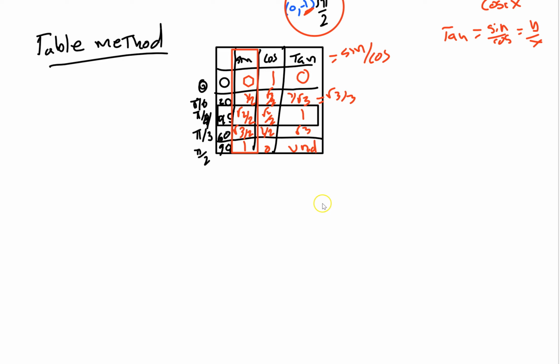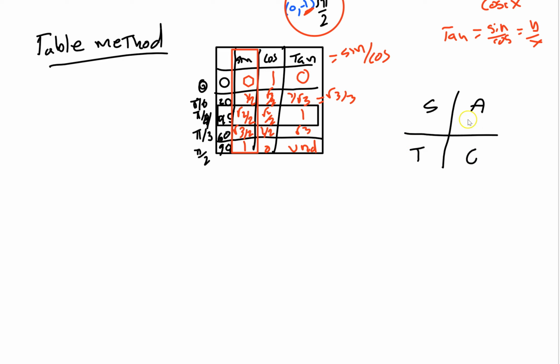So the way the table works, anytime you have to solve something with a table, you just draw the table. You draw it once, right? If you have a formula sheet, you just draw it once, then you can just refer to it. Now, there's one more thing with the table you have to know. We haven't really talked about this yet. We're going to talk about it more in a little bit. It's a shortcut chart, All Students Take Calculus, that tells you where each trig function is positive.